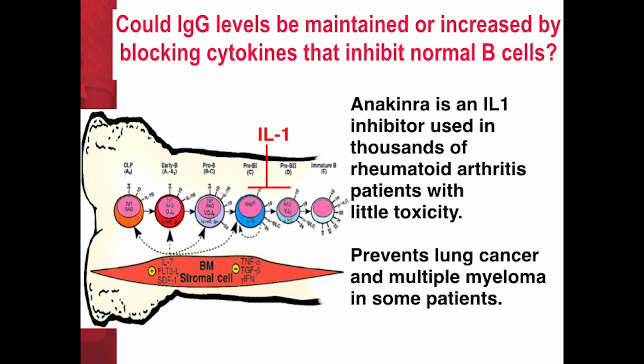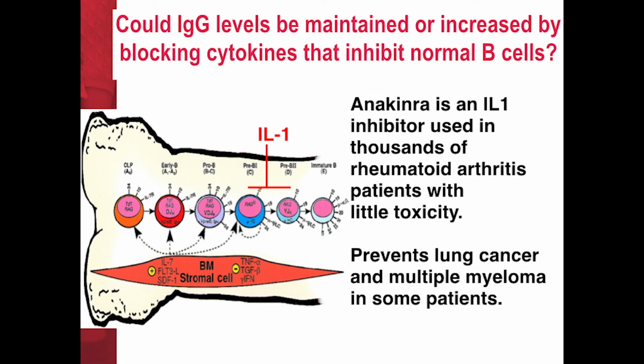So ANAKINRA is an IL-1 inhibitor, and it's already available in Canada for the last 10 years to treat patients with rheumatoid arthritis, and it has very little in the way of toxicity. Importantly, in keeping with this idea that blocking IL-1 might be useful to prevent progression of cancer, it's actually been shown to prevent the development of lung cancer in patients at risk for this. And in multiple myeloma patients, myeloma is another blood cancer, somewhat like chronic lymphocytic leukemia, it's been shown to slow the progression in some patients of multiple myeloma by almost 10 years.